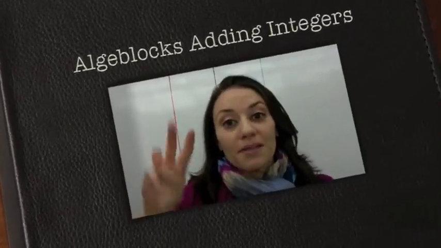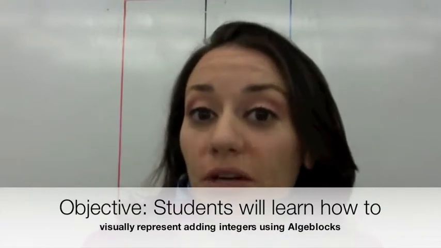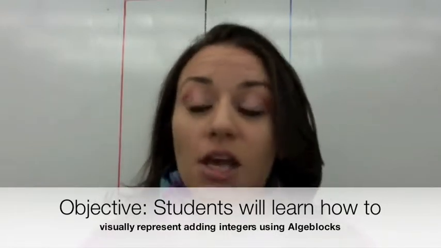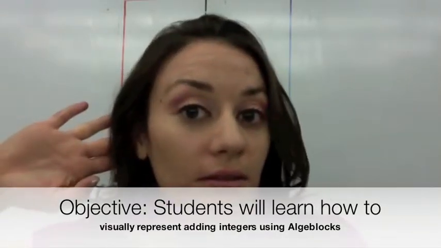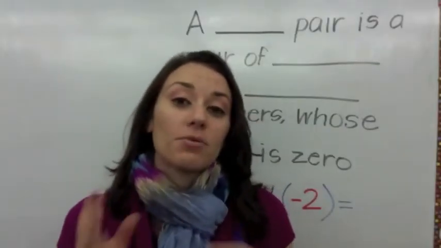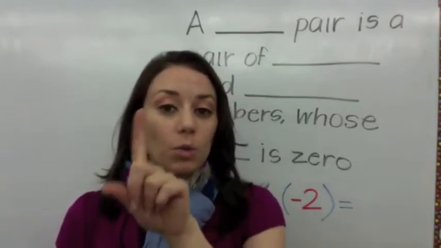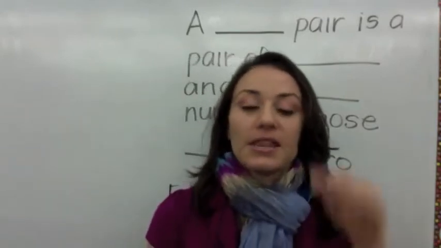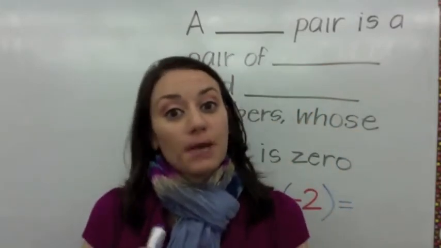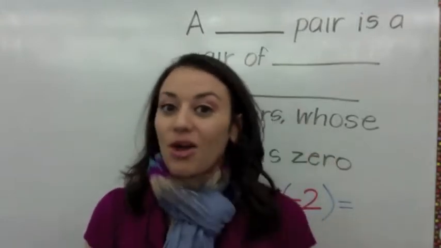Integers, Part 3. In today's lesson, students will learn how to visually represent the addition of integers using Algeblocks. Very good. You've learned how to add integers using a number line, and a number line is one way to visually represent the addition of integers. Another way to represent it using pictures is called Algeblocks. Okay?